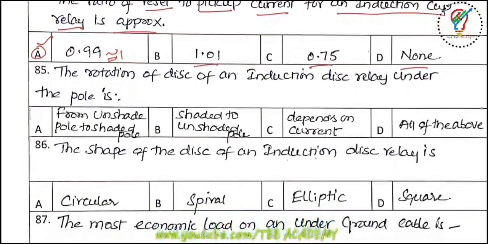Next one, the rotation of the disc of an induction disc relay under the pole is, the options are from unshaded pole to shaded pole, shaded pole to unshaded pole, depends upon current, all of the above. So for the 85th question, the rotation of the disc of the induction disc relay under the pole is from unshaded pole to shaded pole.